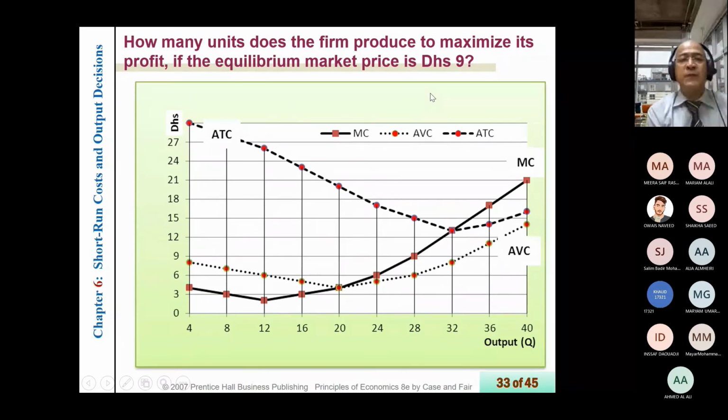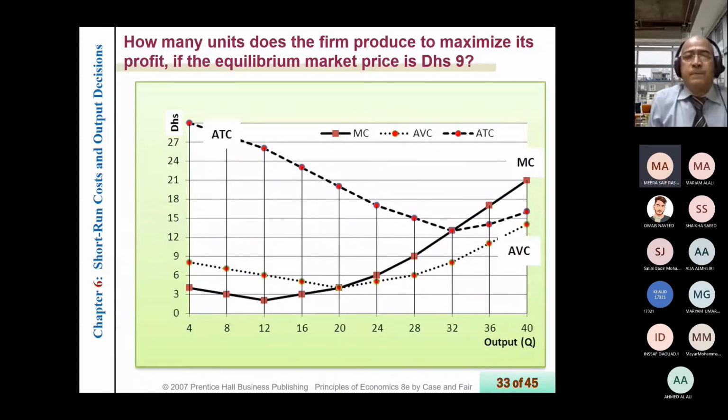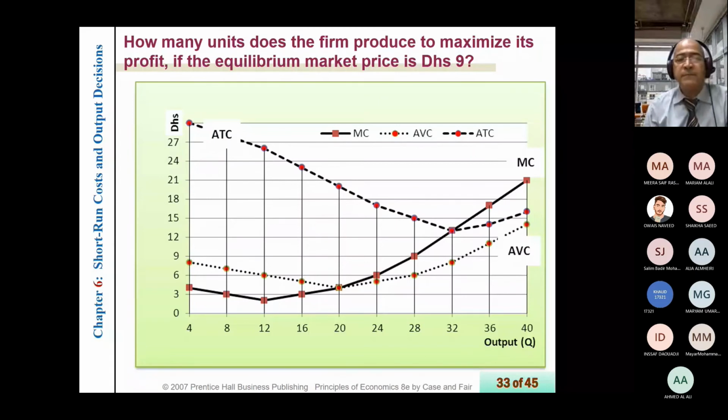Mira, could you read the question? How many units does the firm produce to maximize its profit if the equilibrium market price is 9 dirham? Okay, so again, it's 9 dirham. From 9, draw a horizontal line, which represents marginal revenue. In a perfect competition market, equilibrium price equals marginal revenue. Look at a dot in which marginal revenue equals marginal cost. So accordingly, what is the optimal level of output? What is the profit maximizing level of output?